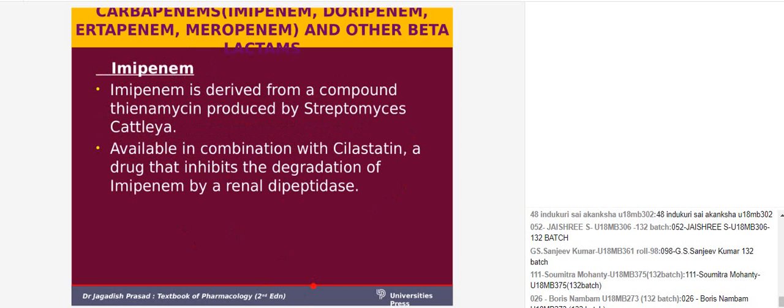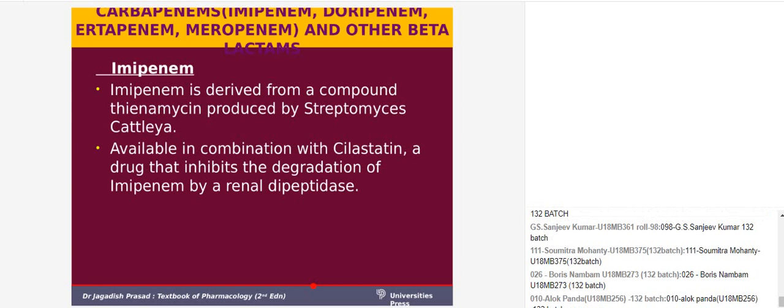If you see the other beta lactam antibiotics, one is imipenem and the other is meropenem. Imipenem is derived from a compound produced by Streptomyces cattleya. The compound thienamycin is unstable and is converted into imipenem. The stable derivative imipenem is available in combination with cilastatin, a drug that inhibits the degradation of imipenem by renal dipeptidase.